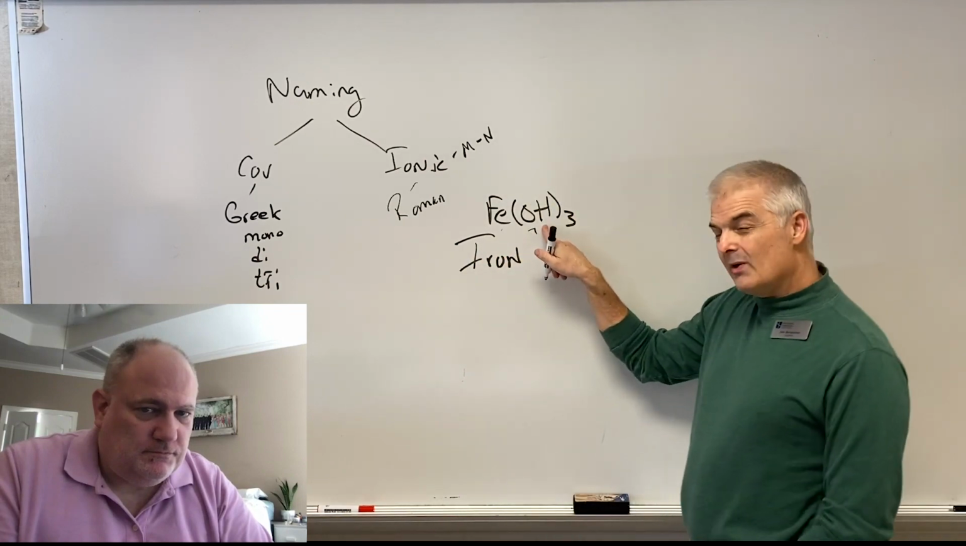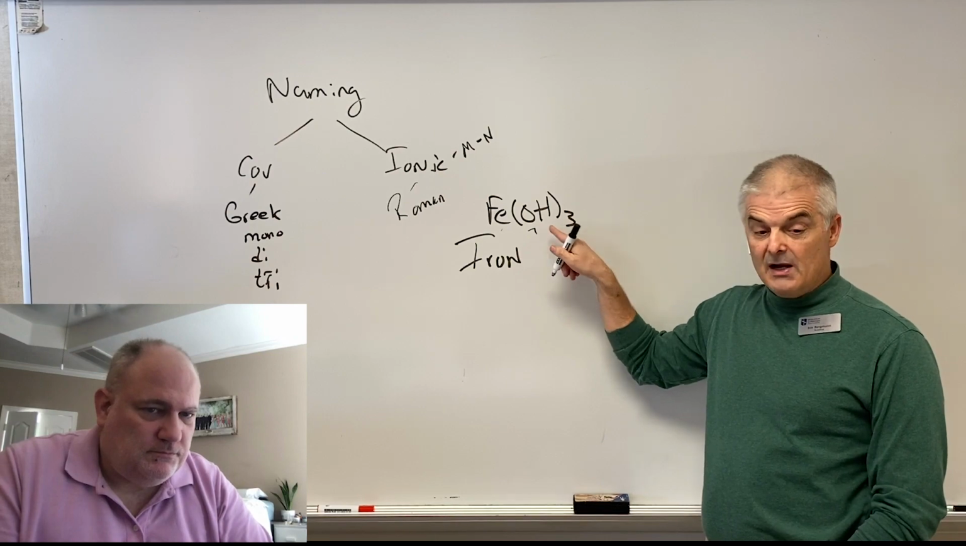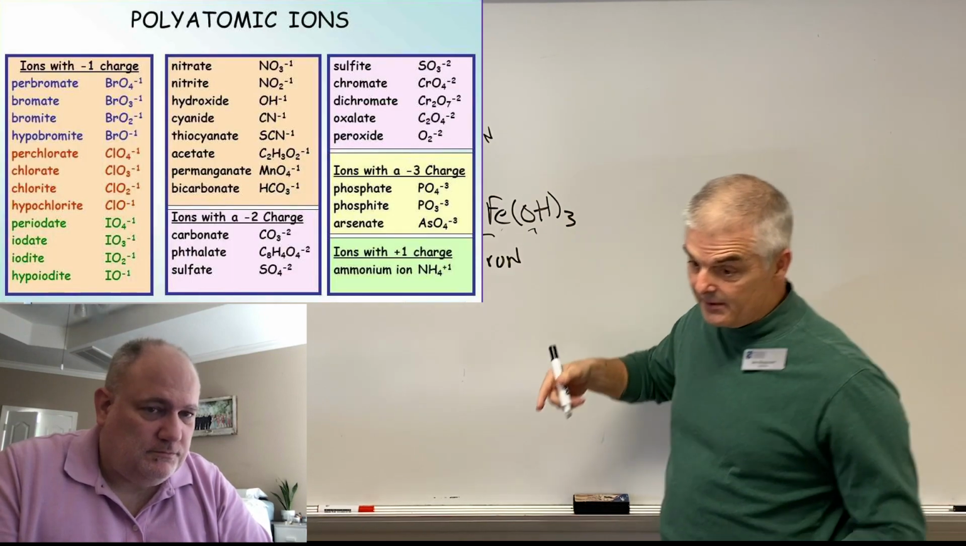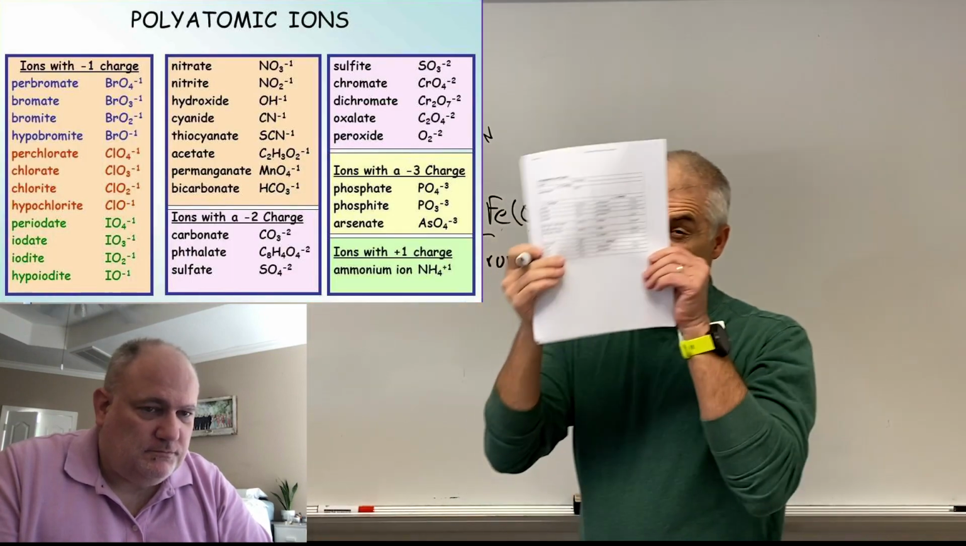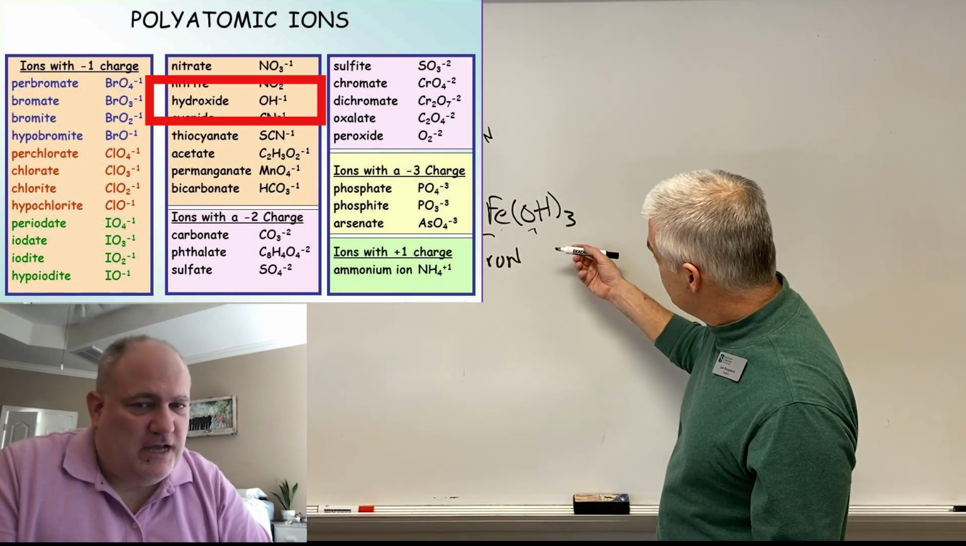And since it's OH, it's a polyatomic ion. So we have to look that up on our polyatomic ion list, right? We've got that right here, the polyatomic ion list. You want to pull that out. And OH, what's its name? It's hydroxide.